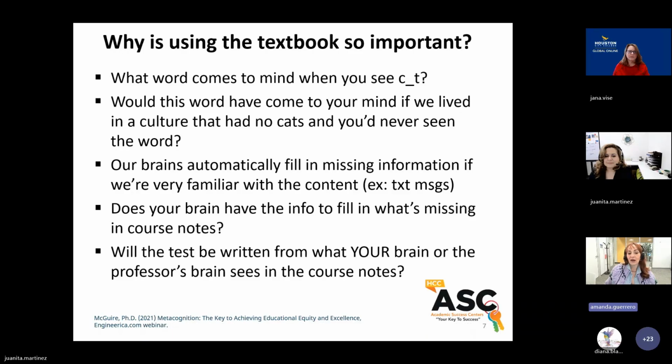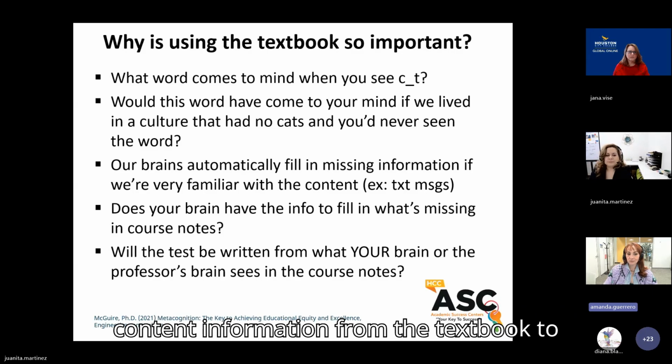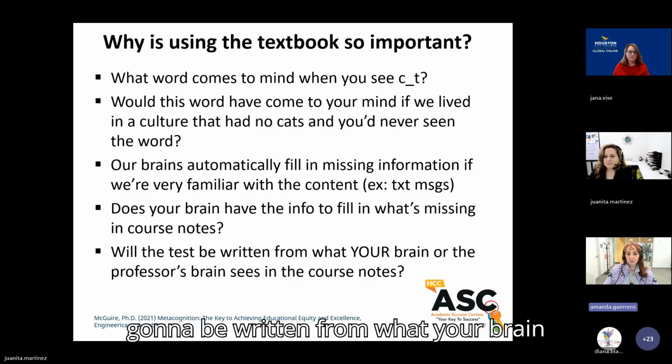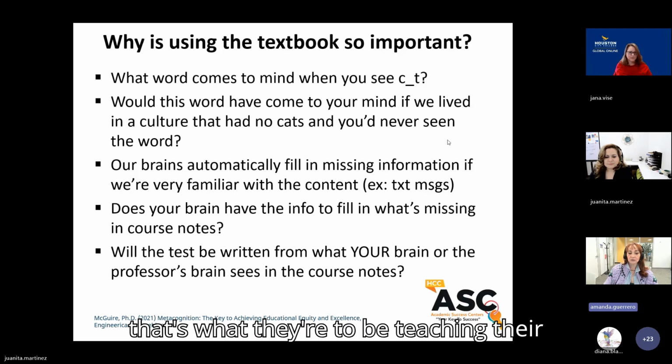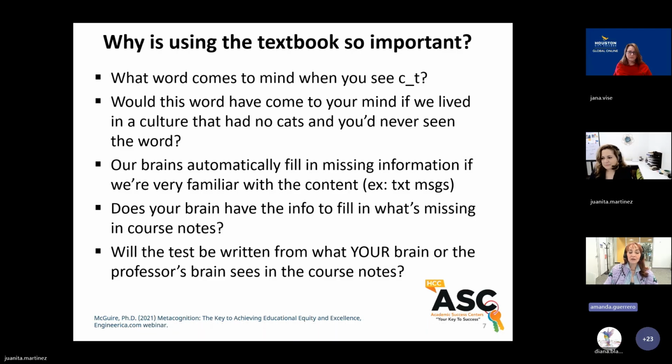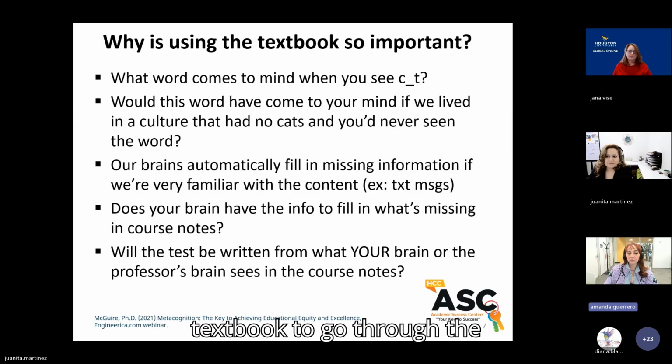Does your brain have the information that it needs to fill in what's missing in your course notes if you don't have background content information from the textbook to do so? Do you think that your tests are going to be written from what your brain sees, or what your professor's brain sees? The professor's brain sees the content in the textbook, and that's what they're teaching their courses from, and that's what you're taking your course notes from as well. So it's very important to not just have your textbook, but we're going to talk about how you can use your textbook to go through the content more efficiently as well.